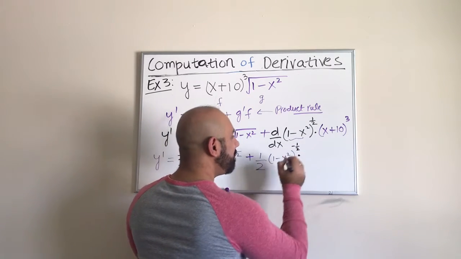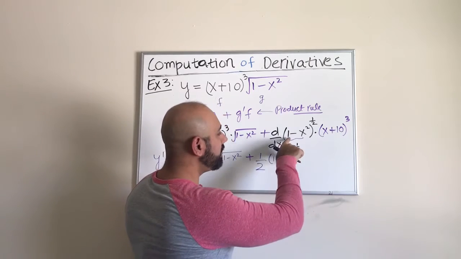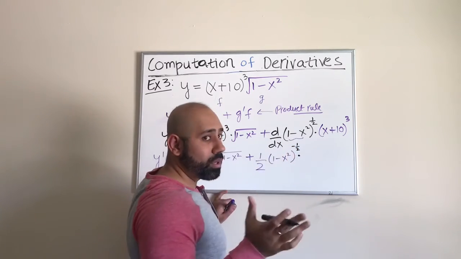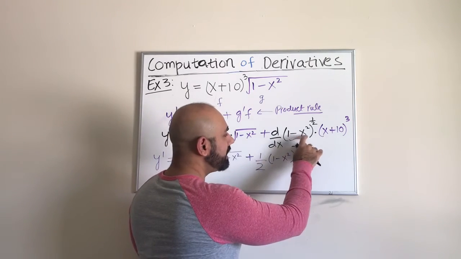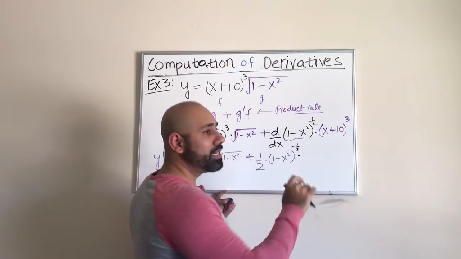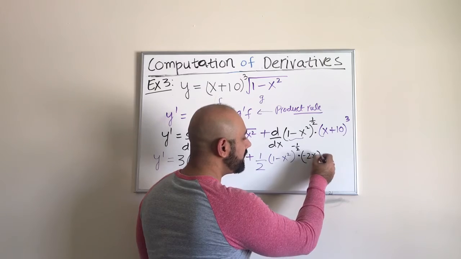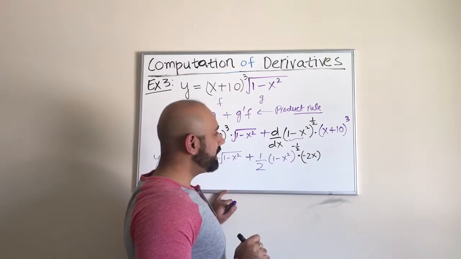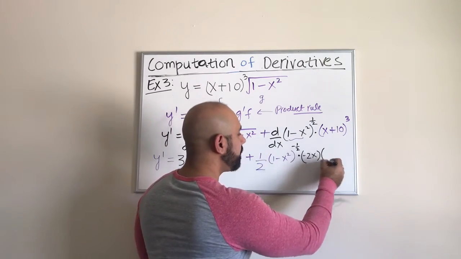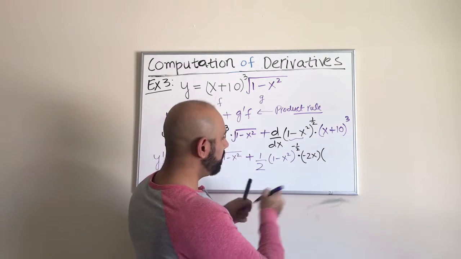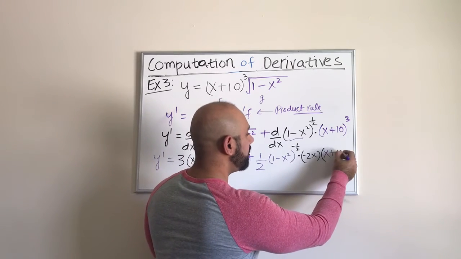But then I have to multiply by the derivative of the inner. Derivative of 1 is 0, so we don't have to worry about that. Then there's a minus and x squared. Derivative of x squared is just 2x. So it is going to be times negative 2x. Guys, there's already a negative, so we have to keep that negative. And then times, what do I have? x plus 10 raised to the power 3.